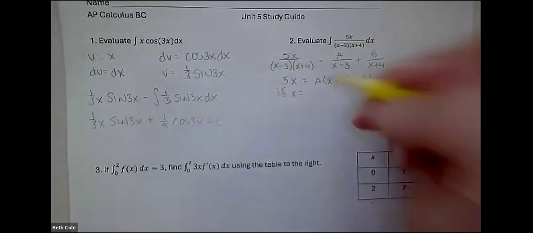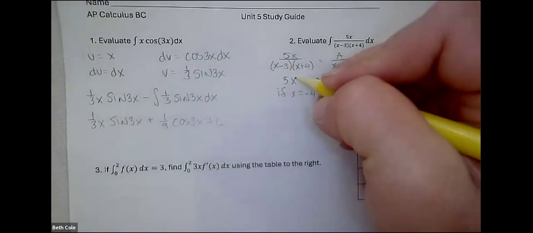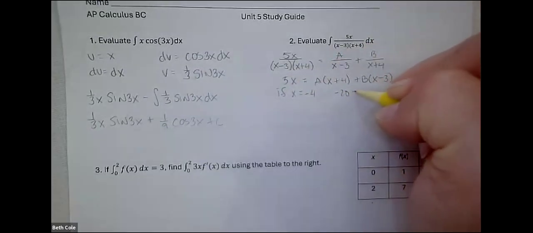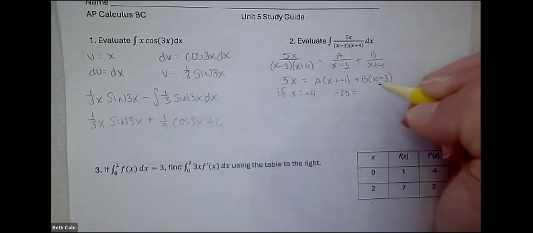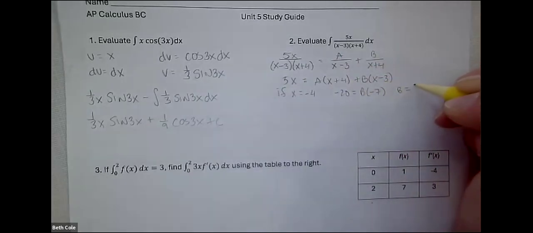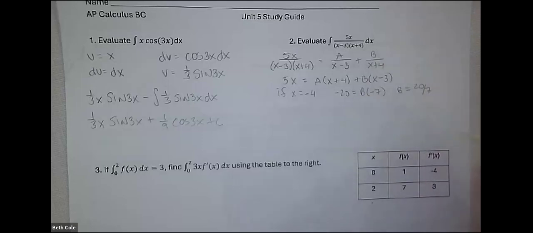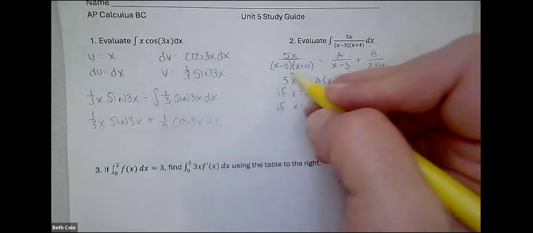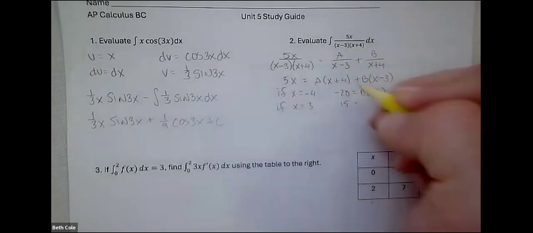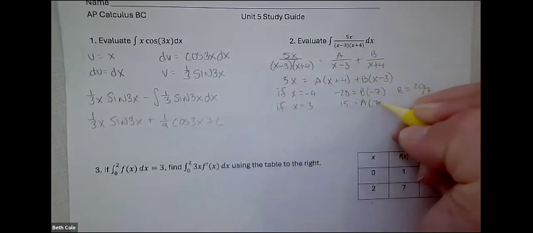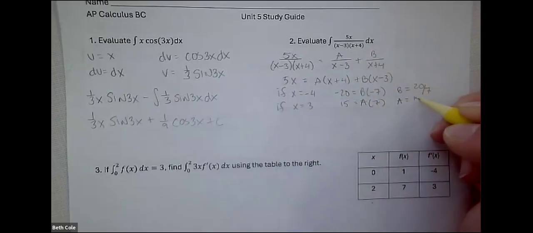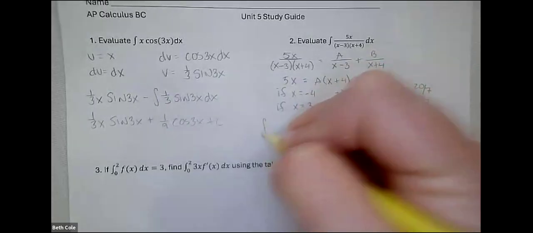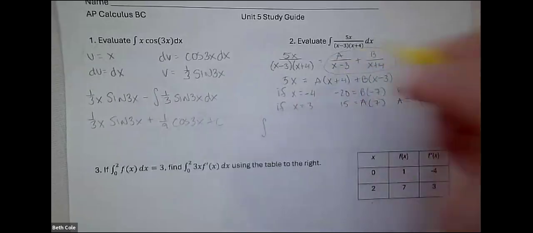All right, if x is -4, we're going to have -20 equals, this part will cancel, b times -7. So b will be positive 27/7. If we let x equal +3, we're going to have 5 times 3 is 15 equals a times 7. So a equals 15/7. We're going to put this part back into the integral.